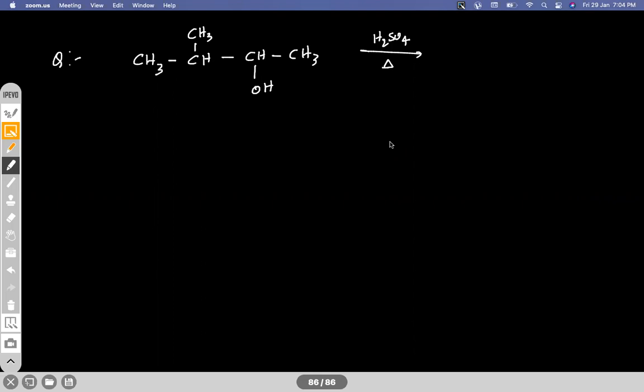Yes. So what is the product you got? 2-methyl but-2-ene. Okay, acha, theek hai. See, first of all, what happens in this reaction?